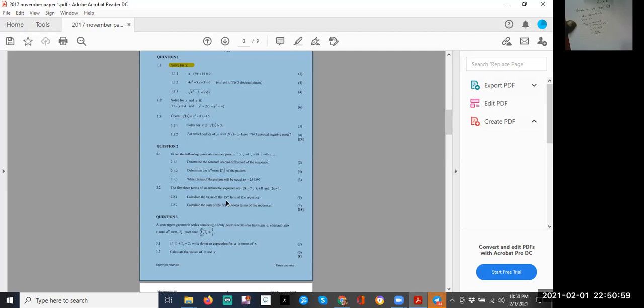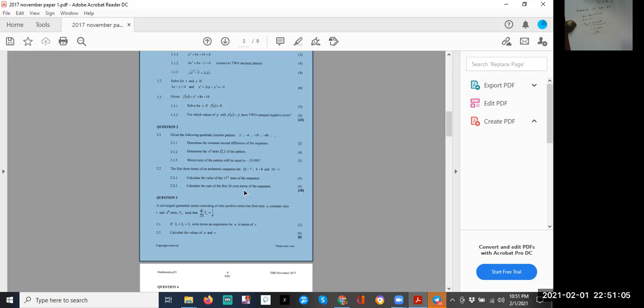So the last one: calculate the sum of the first 30 even numbers. Now we must first start by finding the first even number of the sequence. The first number is 2, then plus 3 is 5, plus 3 is 8, plus 3 is 11, and so on.